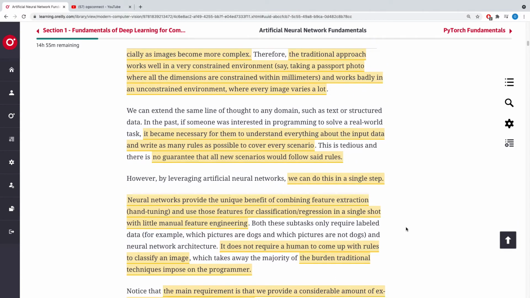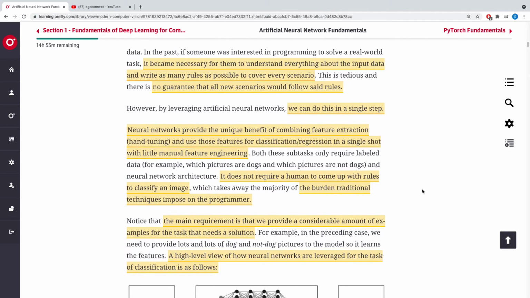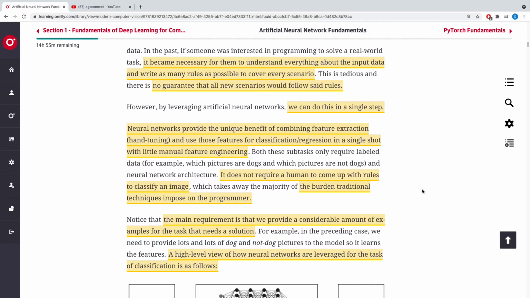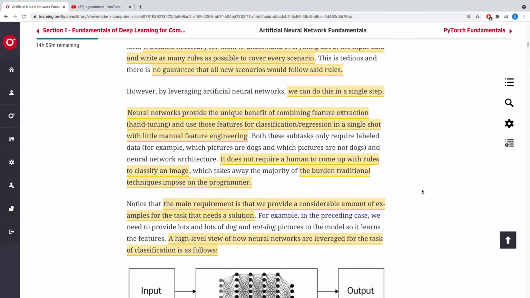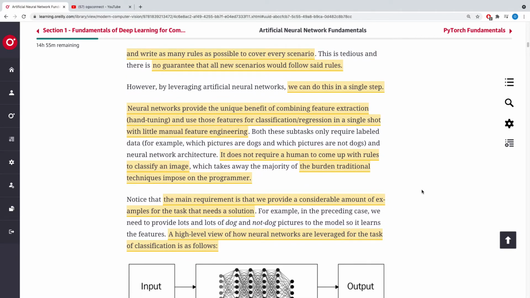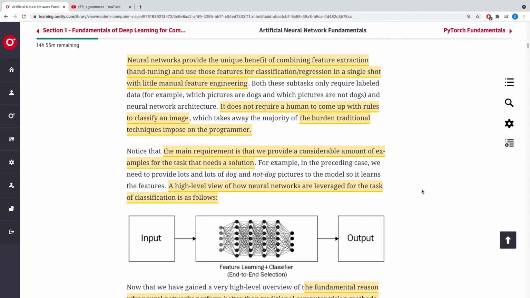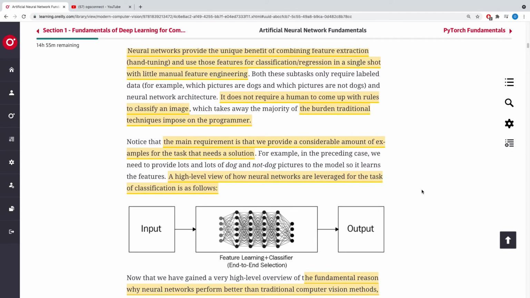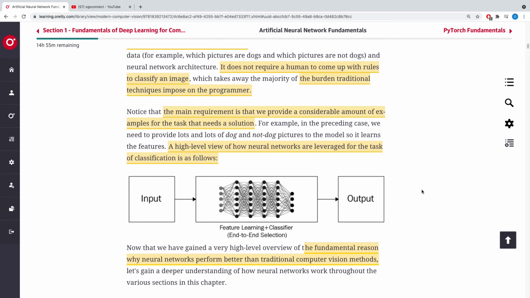But in the case of neural network, that has been taken away. So it combines the feature extraction and then uses those features for whatever we want to do, whether it's classification, with little manual feature engineering. The only downside of the neural network is that it requires lots and lots of data, labeled data sets. You need to be able to label the data set and say, oh, this is a dog, this is a cat, this is an elephant. So that's the downside of that. It requires a considerable amount of data.